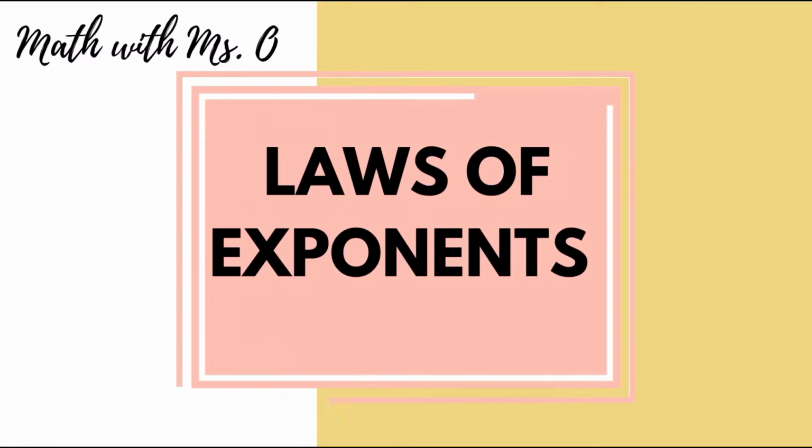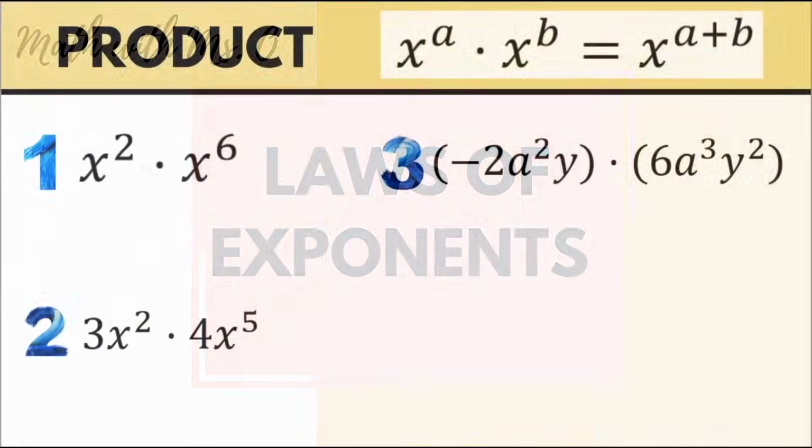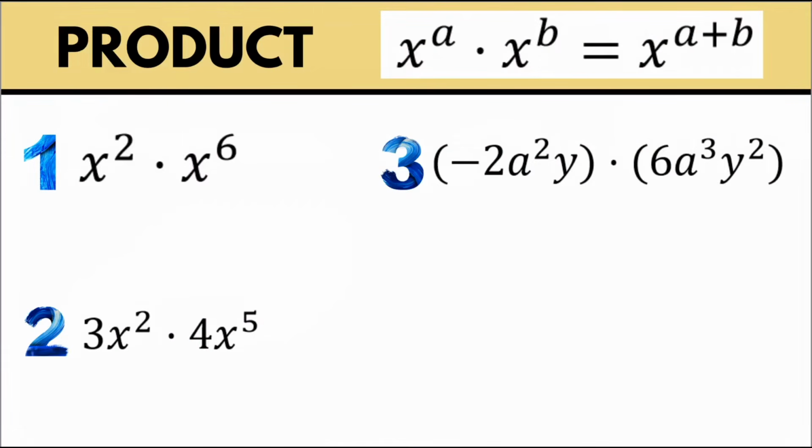In this video, we're going to talk about laws of exponents. The first rule we're going to look at is the product rule. So the product rule says if I'm multiplying x to the power of a times x raised to the power of b, that is equivalent to x raised to the power of a plus b. So essentially, the product rule of exponents says add the exponents together.